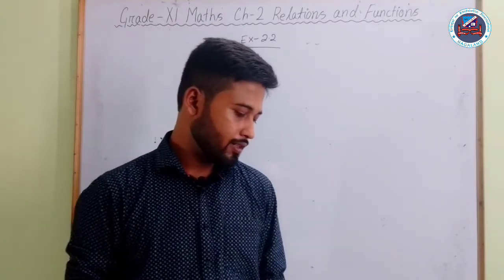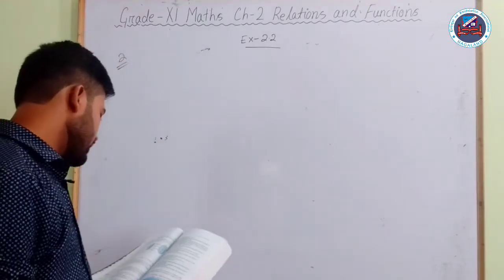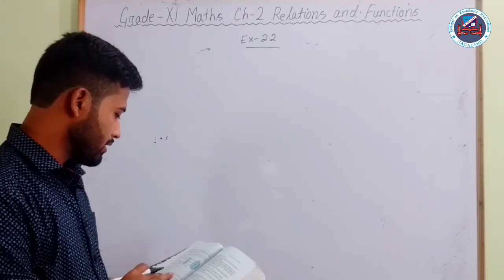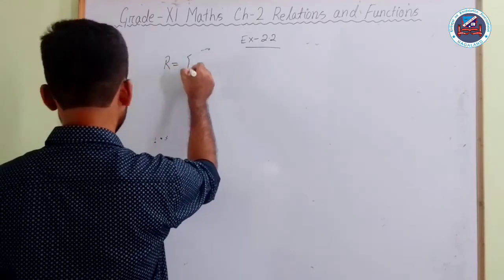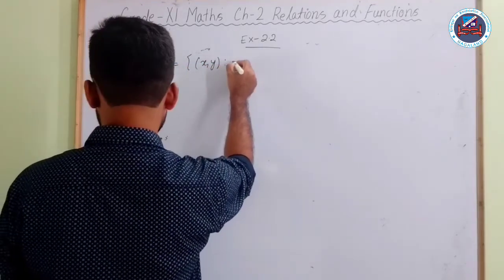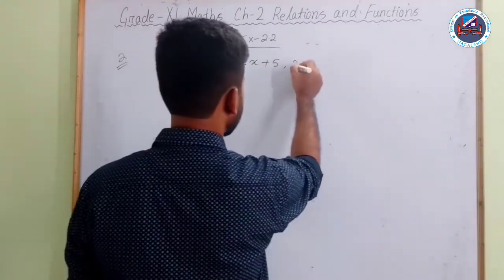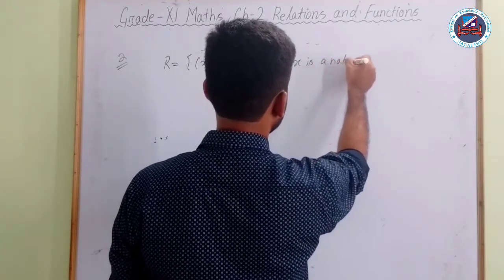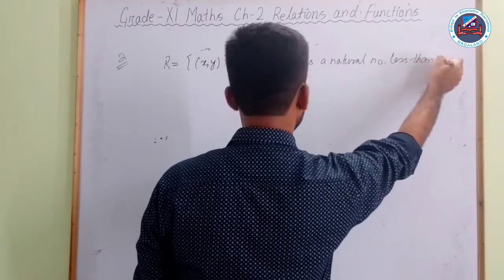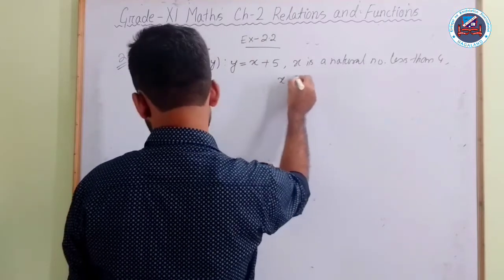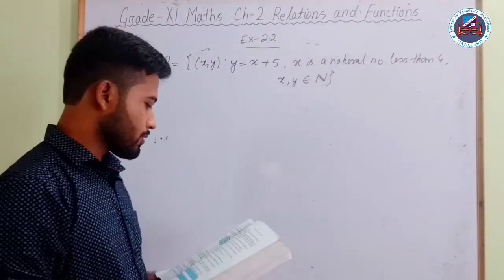Let us see the first question here, that is, question number 2. Here it is given: define a relation R on the set of natural numbers by R = {(x, y): y = x + 5, x is a natural number less than 4, and (x, y) belongs to N}. Fine. So this is the condition given.